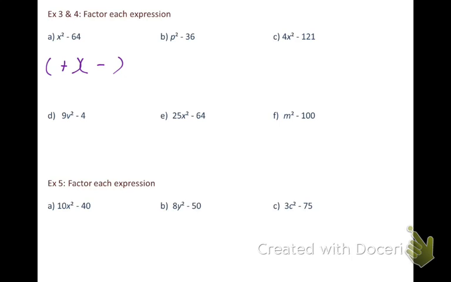So x squared, the square root of x squared is x. So x and x. And then the square root of 64 is 8 and 8. And there's your answer.